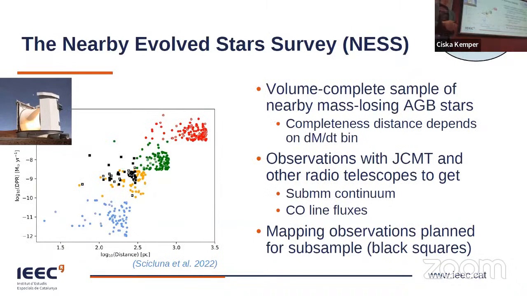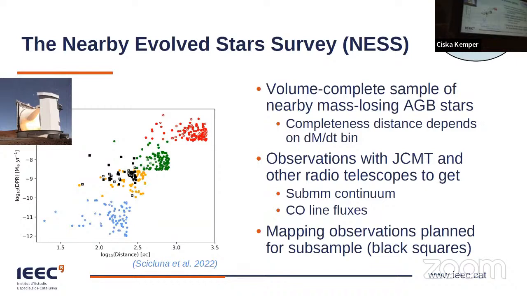Now, going back to evolved stars and also closer to home, I want to highlight another project that we're working on called the Nearby Evolved Star Survey, NESS. What NESS does, this is a survey done with the JCMT, is that it is doing a volume complete sample of nearby mass losing AGB stars, where the completeness distance depends on the mass loss rate bin. So here's a diagram showing that. The lowest mass loss rate bins are complete to the nearest distance, and the higher mass loss rate ones have a completeness to further distances.